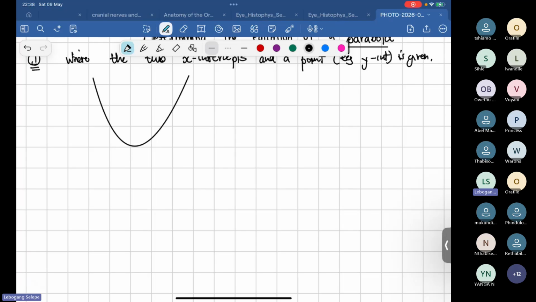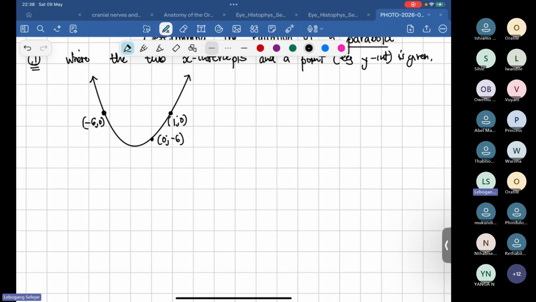Right, so let's say I give you a parabola like this, and I say to you, the x-intercepts of the parabola are (-6, 0) and (1, 0). Then I say to you, the y-intercept of this parabola is (0, -6). Then I say to you, determine the equation of this parabola.